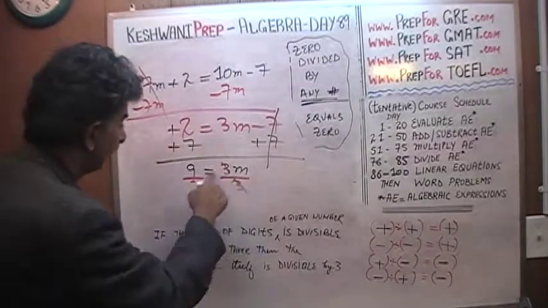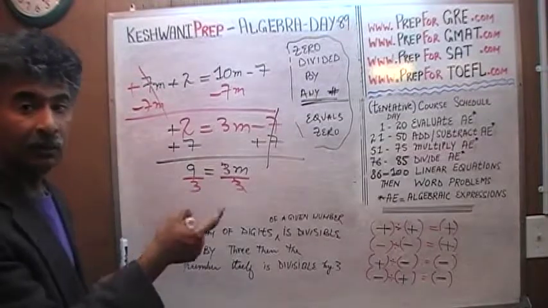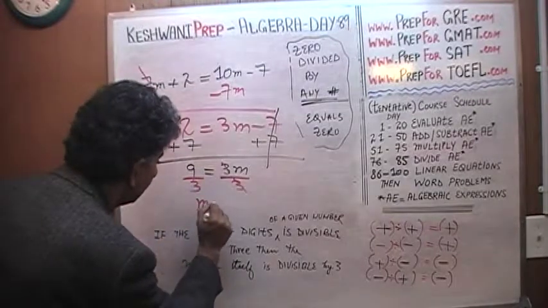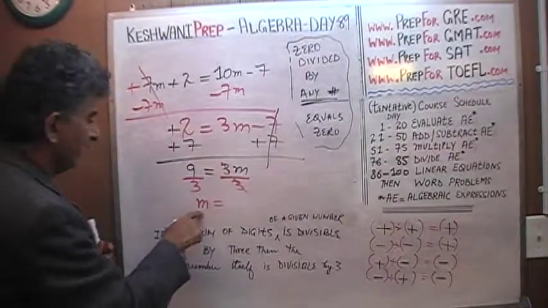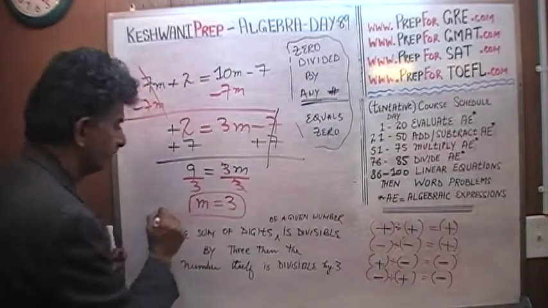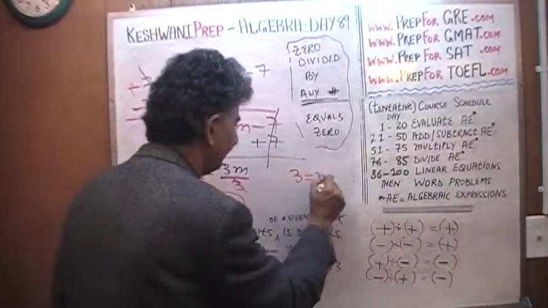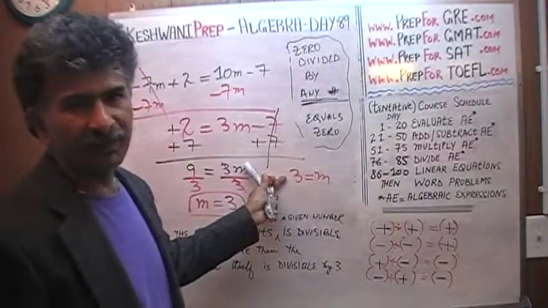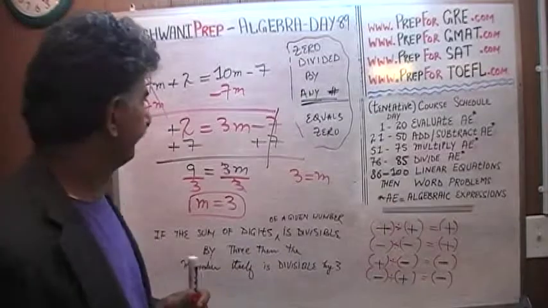Here it says 9 over 3 equals m, but at the very last step, we're going to honor the tradition by putting the unknown on the left hand side. Instead of putting m on this side, I switch the side. M equals 9 over 3, which is 3. Otherwise it's going to look weird. We don't want to go around writing 3 equals m. Sounds weird. M equals 3.